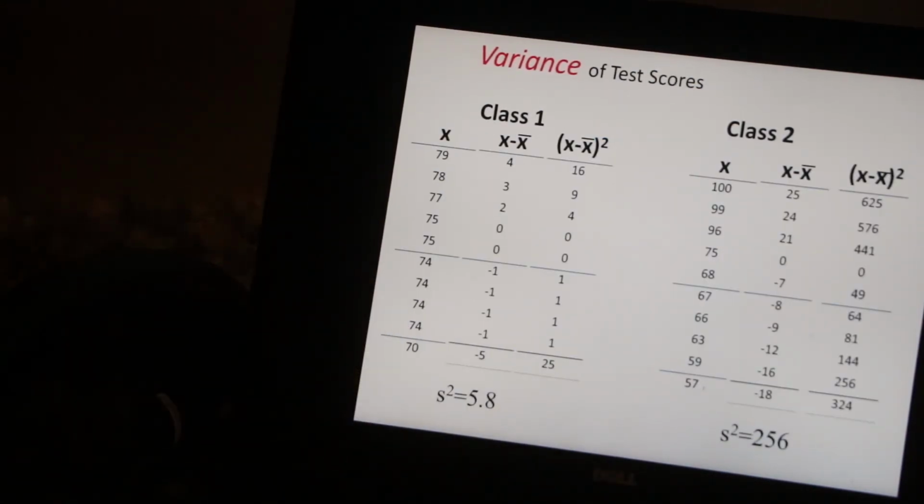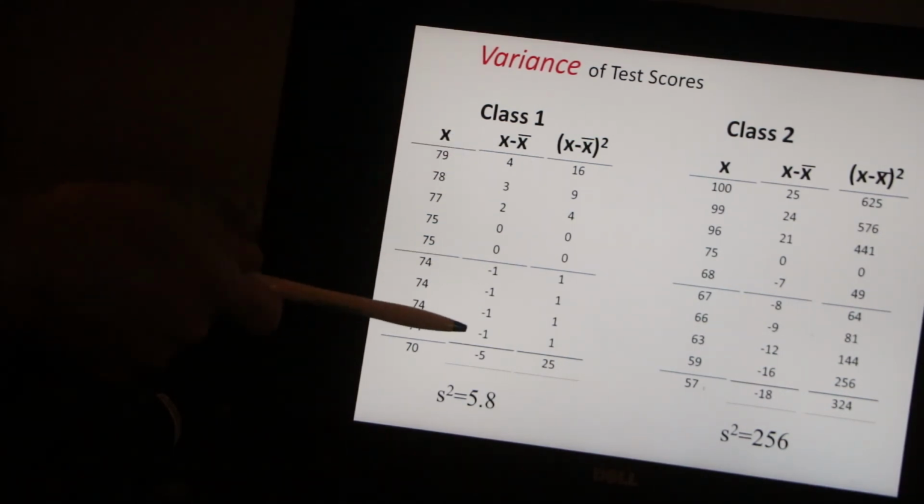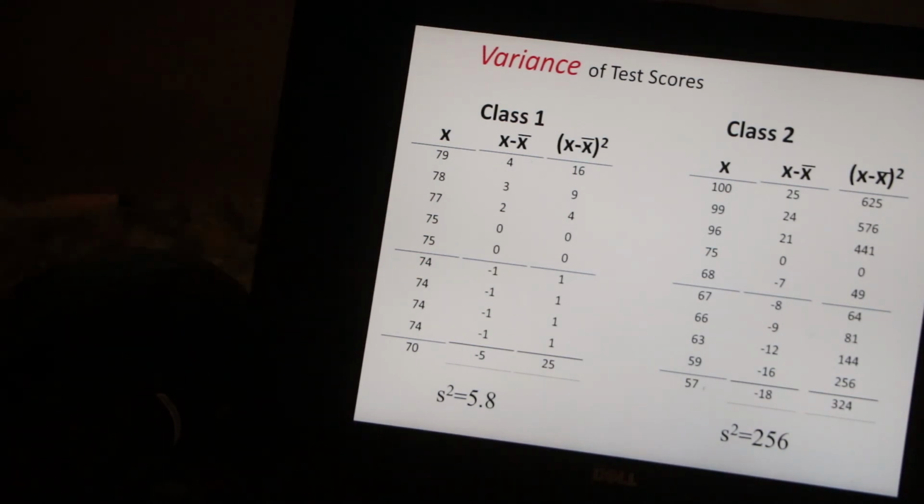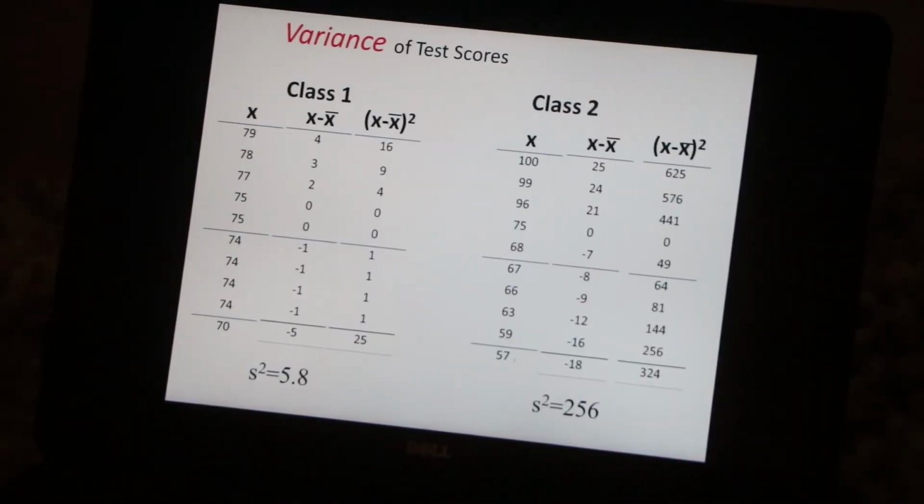So here it is. Exactly what we just did before. This time, we're going to square each and every one of those. Okay, so I promise we're almost done.